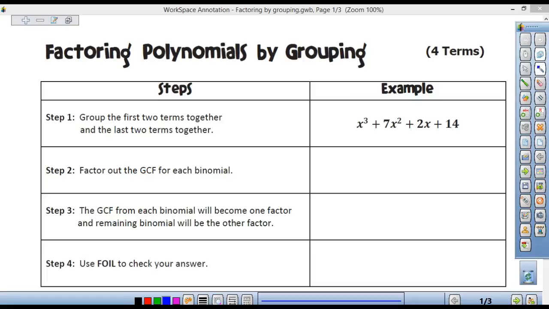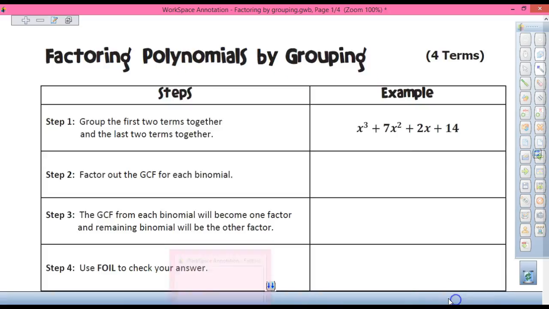All right. Last lesson on factoring. There were a couple people that got this right on the quiz. Let me check. All right. So the steps for doing this. If you have four terms, that's when you use factoring by grouping.